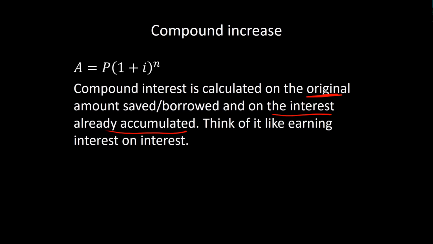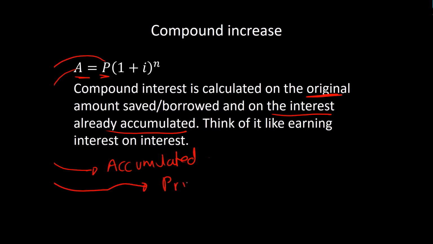The formula we use for compound increase is A is equal to P times (1 plus i) to the power of n. Let's discuss the variables. A is called the accumulated or final amount. P is the principal or the initial amount invested. i is, of course, the interest rate, and this is given as a percentage divided by 100. So we put the rate in there but after we've divided by 100, and n is our time period.